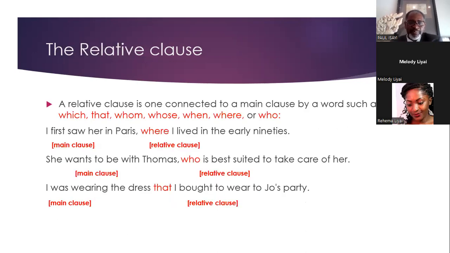That's fine. Now, relative clauses. A relative clause is one connected to a main clause by a word such as which, that, whom, whose, when, where, or who. Now, Rehema, can you see your 5 W's? Right. Now, when you say I first saw her in Paris, where I lived in the early 90s, that is a relative clause, where I lived in the early 90s. So the main clause is I first saw her in Paris.